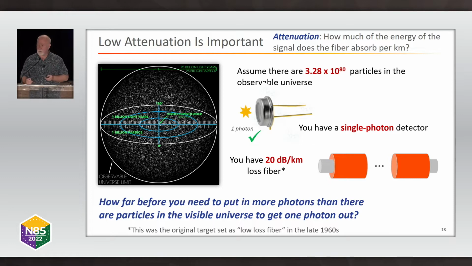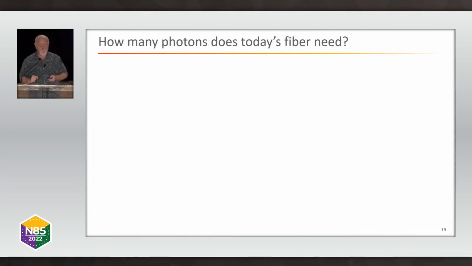Well, those of you who like Hitchhiker's Guide to the Galaxy are going to be delighted here because the answer is 42, right? Now, 42 kilometers is not very far, and we have to put an awful lot of photons in there. And by the way, we can't build a single photon detector. So let's get more realistic.